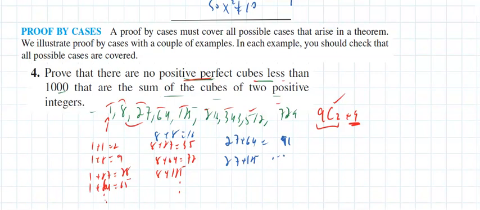Altogether, I'm looking at 36 plus 9, so there are 45 of those. If I exhaust all of them, I'll be certain that these are cubes, but the sum of those will not be a cube.